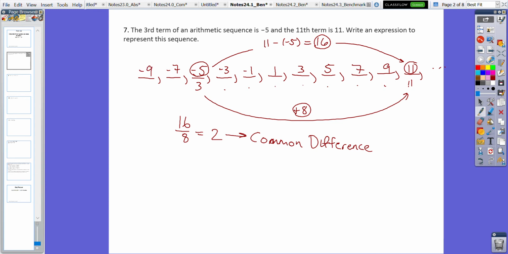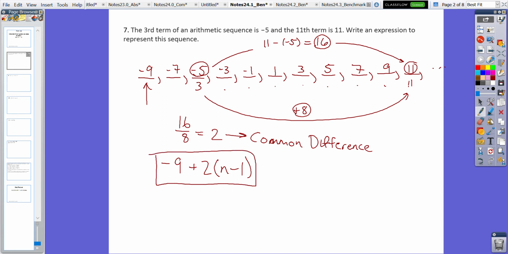Now, this being my first term, I have everything I need to start writing the expression, which would be my first term, -9, plus my common difference, 2, times that n minus 1 that we use to represent our term after the first one.